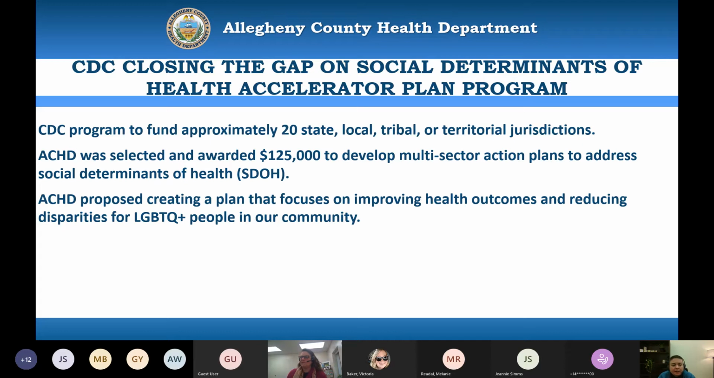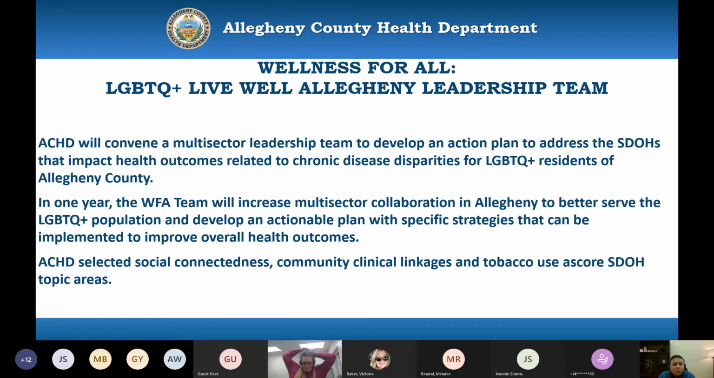The idea with this program was to select and award different localities with a little bit of money so that they could come together and put together a multi-sector team and craft a plan to address certain social determinants of health in a specific population. So here at the health department, we ended up creating a proposal and a plan that focuses on improving health outcomes and reducing disparities for LGBT folks in our community. So here's a little bit more about our plan.